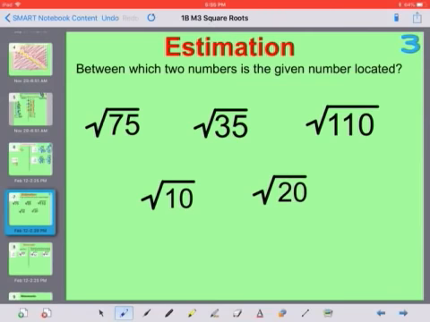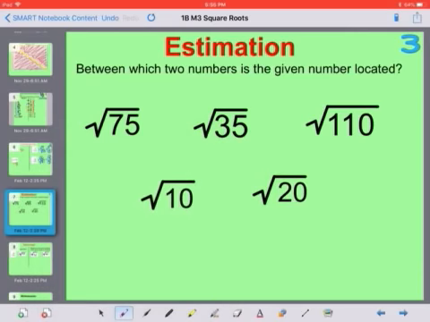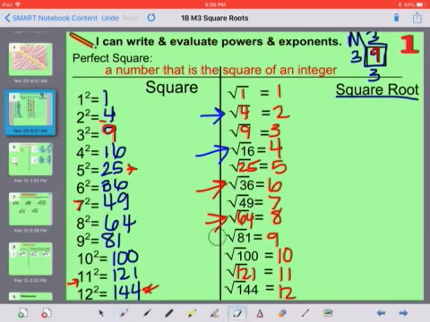Flip over to the back side. We are now evaluating or estimating between which two numbers is the given number located. So the given number would be this one right here, square root of 75. If we look at our list, the square root of 75 is not actually on it. We have the square root of 64 and the square root of 81. The square root of 75 is kind of between these two. If I were to plug this into my calculator, it would give me some number between 8 and 9.